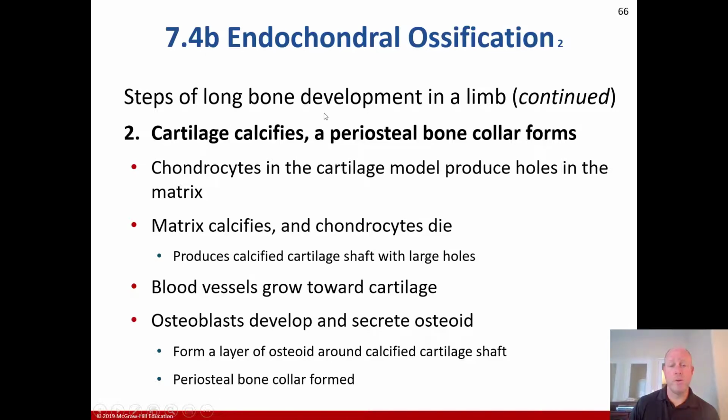The steps of long bone development continue here with the cartilage calcifying and the periosteal bone collar forming. Chondrocytes in the cartilage model produce holes in the matrix. The matrix calcifies, and chondrocytes die. This produces the calcified cartilage shaft with large holes. Blood vessels are growing toward the cartilage, and the osteoblasts develop and secrete osteoid. That forms a layer of osteoid around the calcified cartilage shaft, with the periosteal bone collar formed.